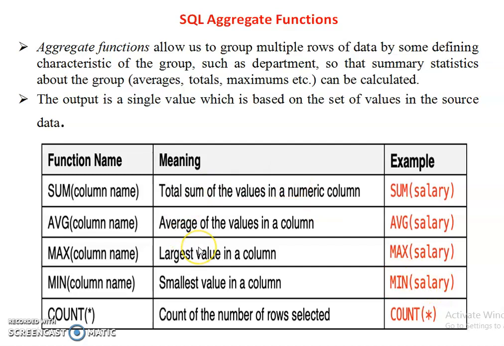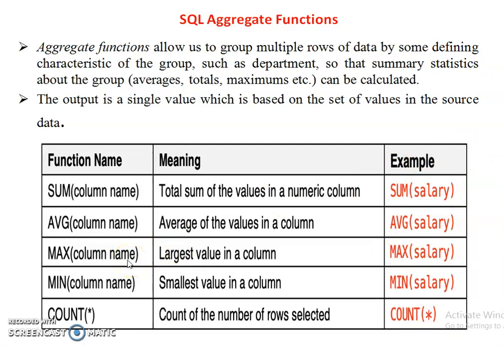Next we discuss the maximum function. What happens in the maximum function? This function returns the greatest value from the specified column of a table. Greatest value means the largest value of a column. So see your function name, that is MAX, and column name, that is salary. This is the example of the max function.